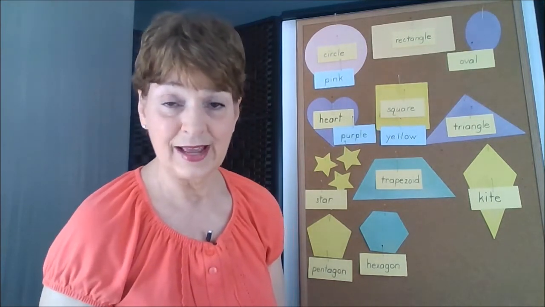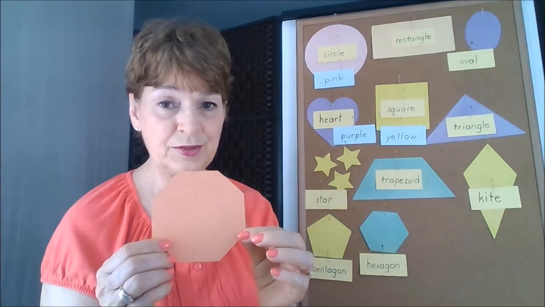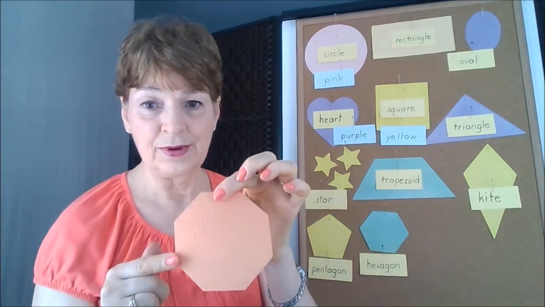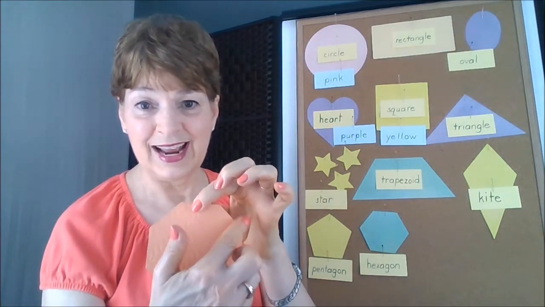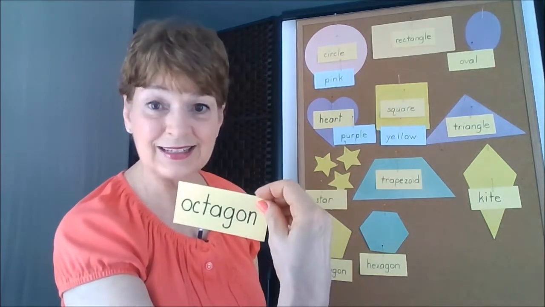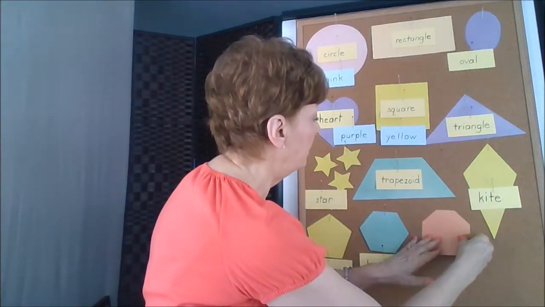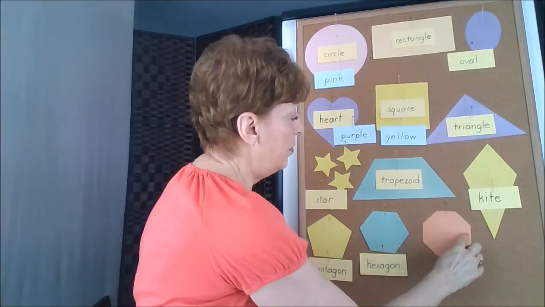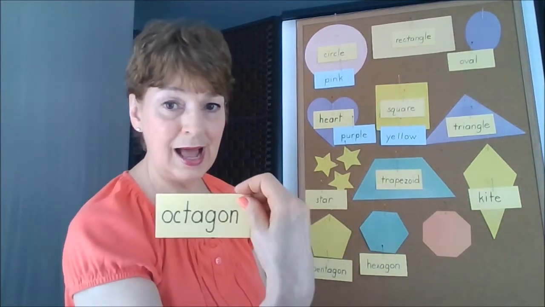There is a 7-sided figure. I didn't make one though, so I'm skipping over to an 8-sided figure. Here's 1, 2, 3, 4, 5, 6, 7, 8 sides on this one. It's called an octagon. And you probably see that as a stop sign. This one usually says STOP on it, and then you have to stop your car. Octagon.